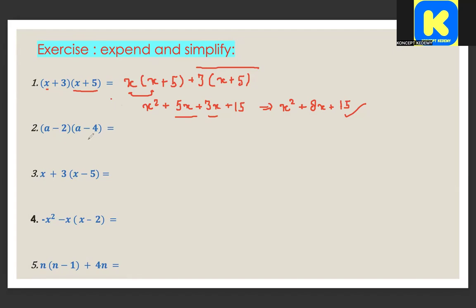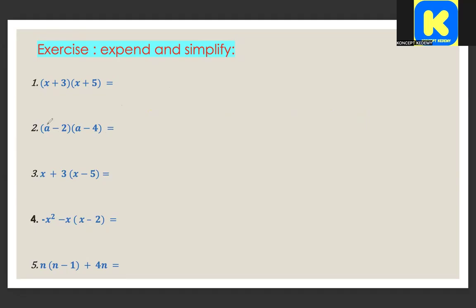Now, question number 2, you will do it by yourself. I will do a quick way. Question number 2, let's solve with the FOIL method, because question number 1 we solved with the distributive property method. F stands for first, so this and this first. So this will be a square. O means outer one, a and 4. This a is positive, this 4 is negative, so minus 4a.